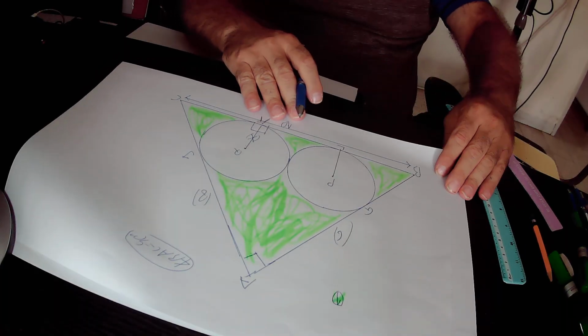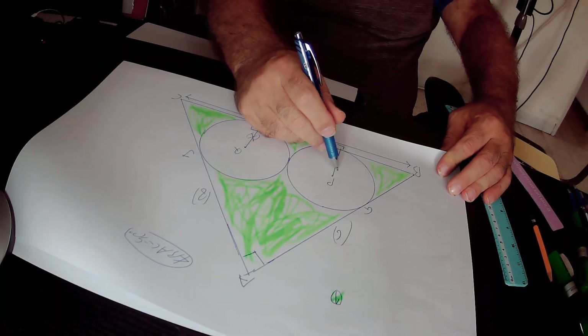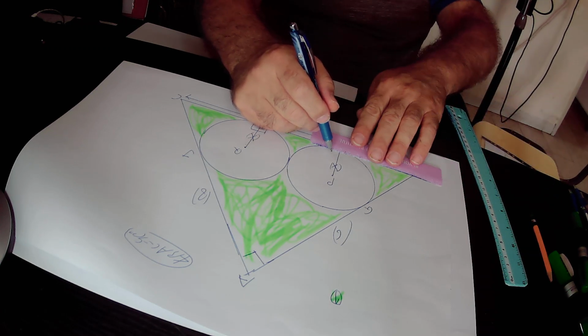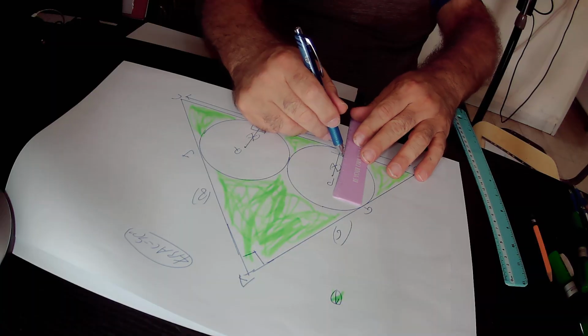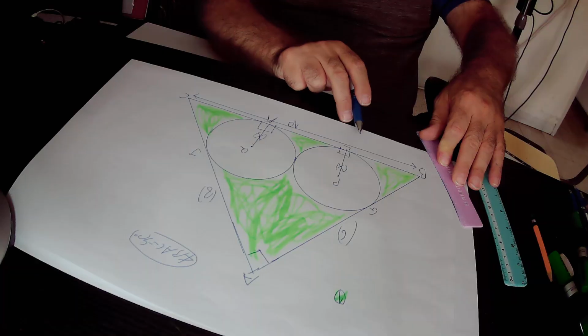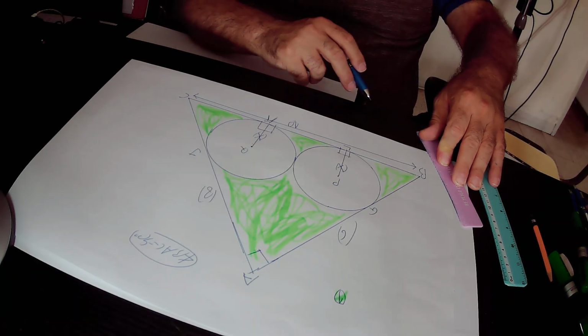PL is of course the radius of this circle, equal to x, and according to rule 1, this angle equals 90 degrees, and this angle also equals 90 degrees, because point L is the point of tangency of tangent BC with this circle.